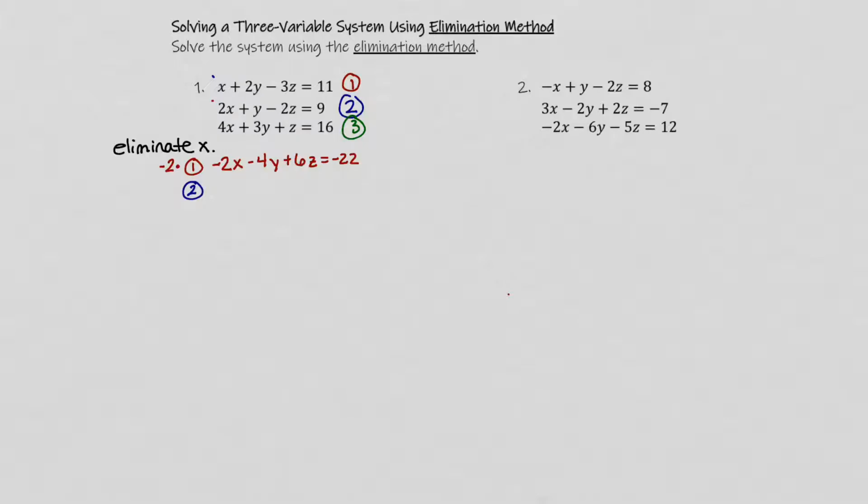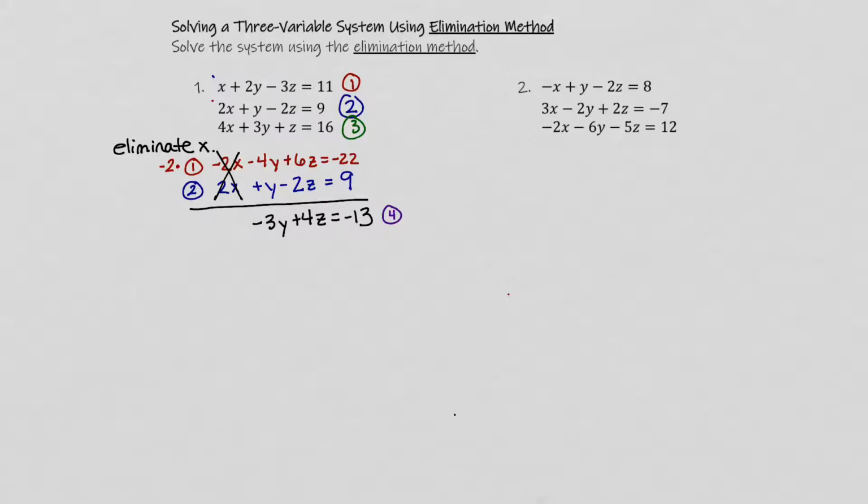Then I just want to leave the second equation the same. So 2x plus y minus 2z equals 9. Notice I keep the x's all lined up, the y's lined up, the z's lined up, and the constants all lined up. That way when I add these together, the x's are now gone. I eliminated them. I get negative 3y plus 4z equals negative 13. Okay, so this made a new equation for me. I'm going to number this one 4. Made this equation number 4.